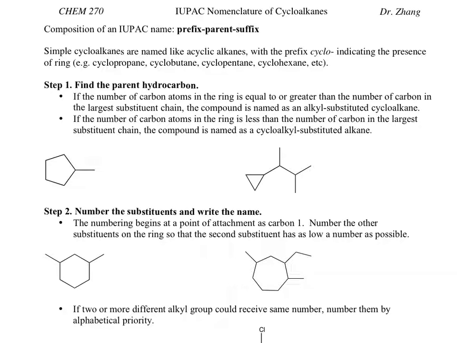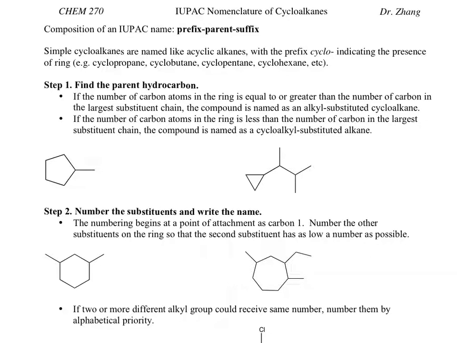To name a cycloalkane, you're also going to follow the same composition of most of the IUPAC names. That'll be prefix followed by parent name and then suffix. For simple cycloalkanes, you would name them as cyclopropane for a 3-member ring, cyclobutane for a 4-member ring, cyclopentane for a 5-member ring, and so on.